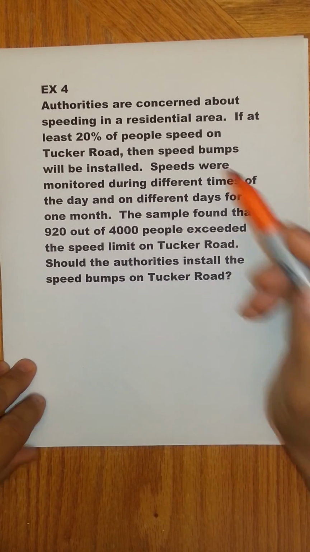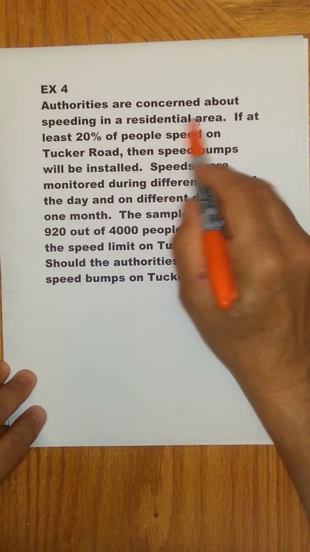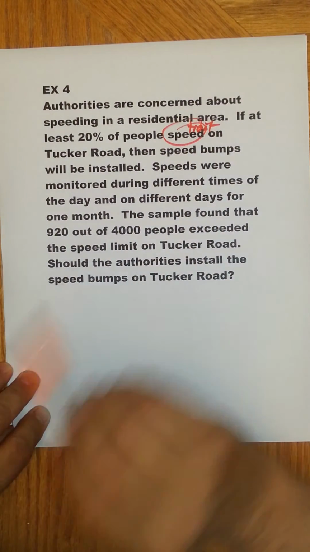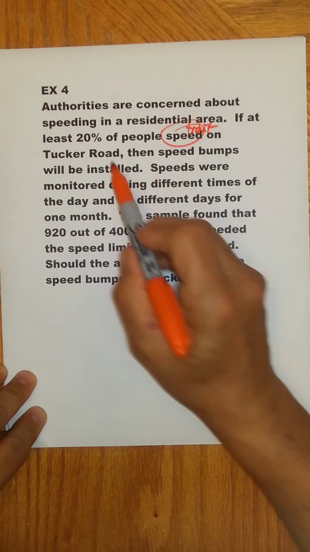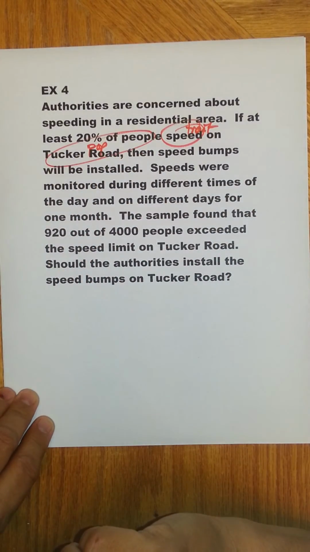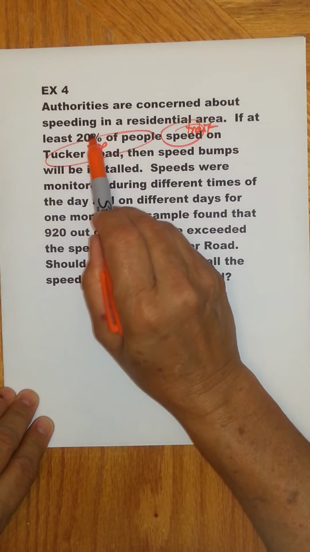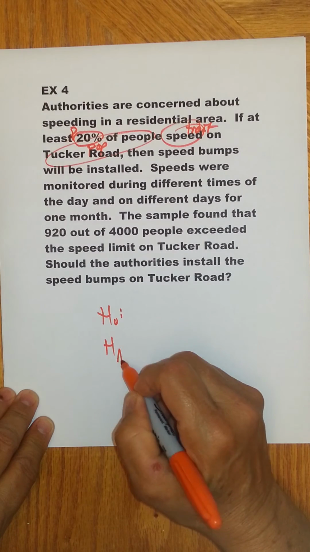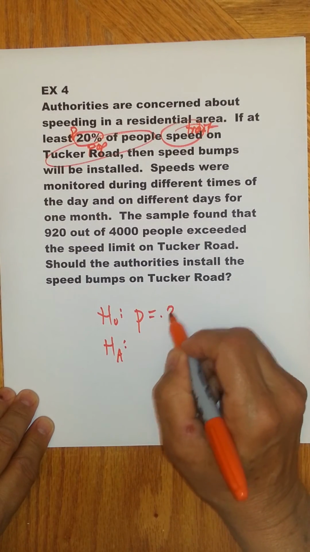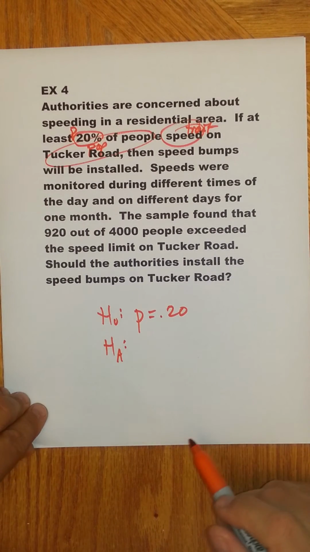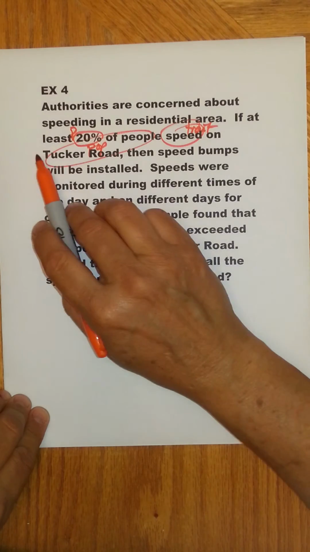All right, so the trait is whether you're speeding or not. The population is the drivers on Tucker Road. What we're given is that 20% is my p. So when I write this, I'm going to say 20%. Now we're wondering when they will install speed bumps. Well, they'll install if at least 20%.